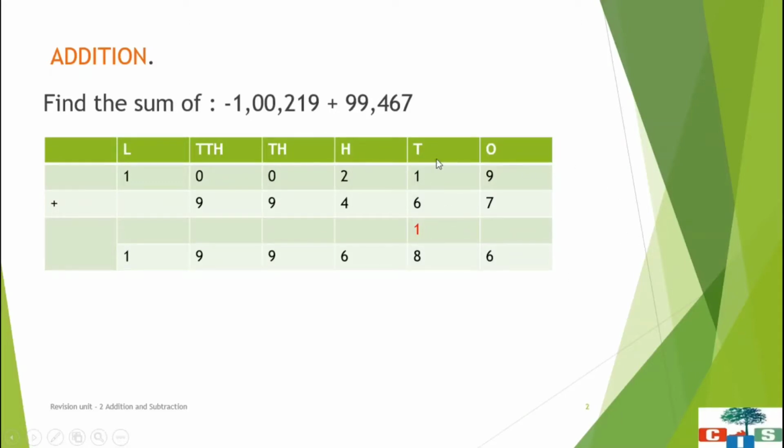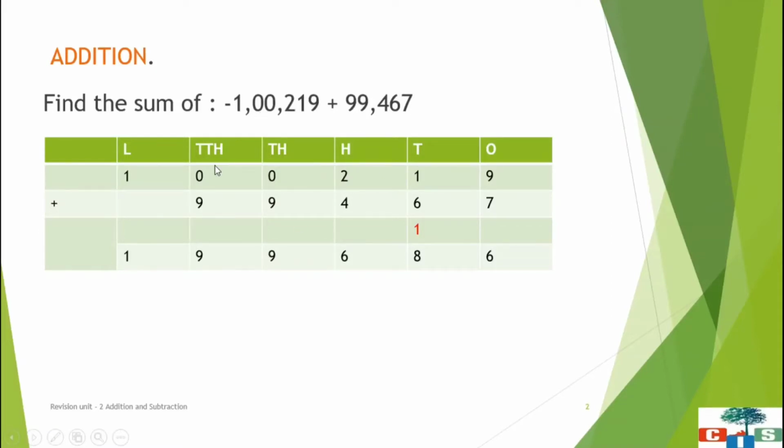Now we will add the digits of the tens place, that is 1 plus 6 plus 1. So 1 plus 6 is 7, 7 plus 1 is 8. Now we'll add the digits of the next higher place value, that is hundreds: 2 plus 4 is 6. Next we will add the digits of thousands: 0 plus 9. Here we apply the zero property of addition. 0 plus 9 is 9, the number itself.